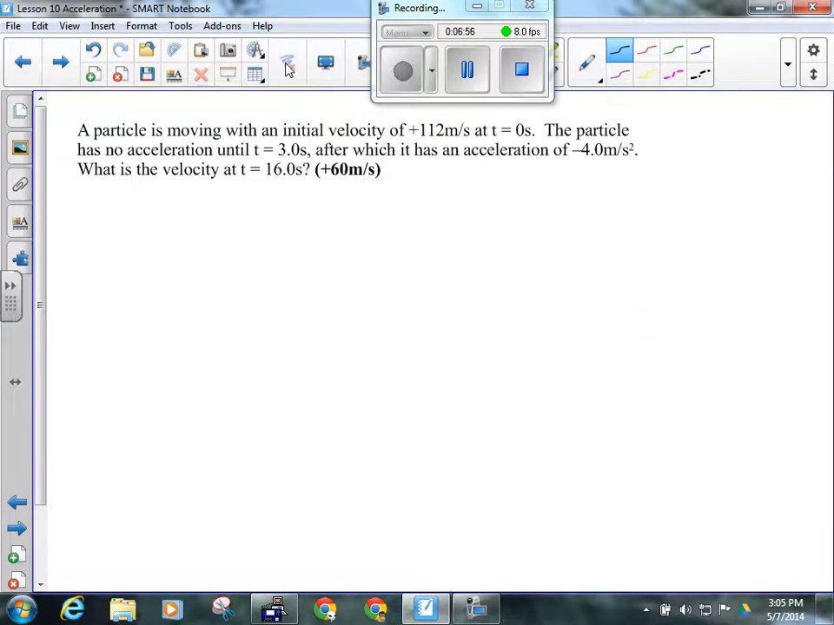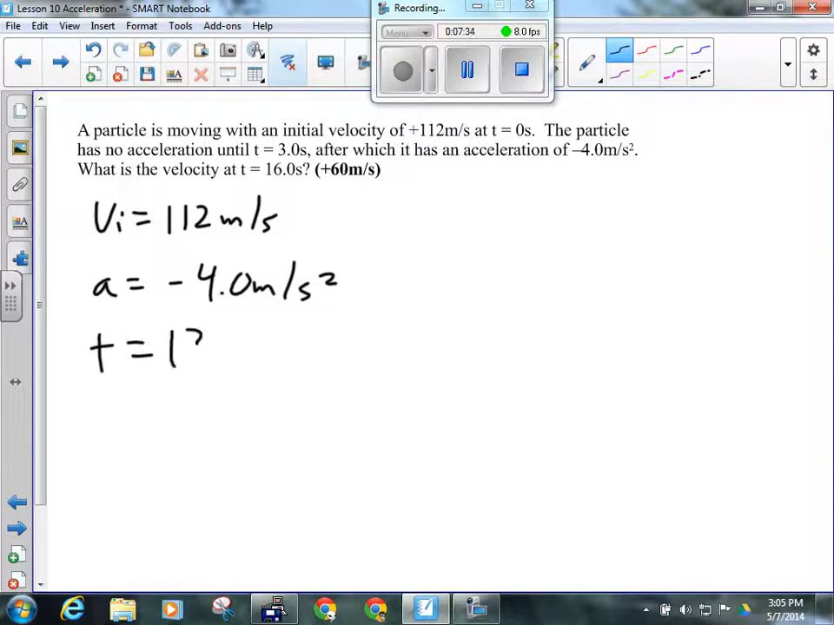We have a particle moving with a velocity of 112 meters per second at time 0 seconds. So VI is 112 meters per second. It has no acceleration until time 3 seconds, after which it accelerates at -4 meters per second squared. What is the velocity at time 16 seconds? How long is this particle accelerating for? 13 seconds. That's the trick. It tells you all of this stuff, but it isn't accelerating all 16 seconds. It didn't start accelerating till 3 seconds. So the time in this one is actually only 13 seconds.